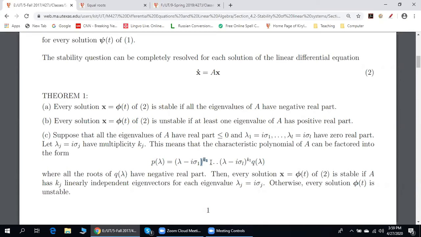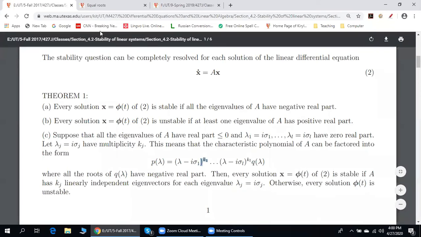If each multiplicity is equal to the dimension of the corresponding eigenspace, all solutions are stable. If there is an eigenspace, the dimension of which is lesser than the corresponding multiplicity, all solutions are unstable. How is that? How do you find the dimensions? Could you give me an example?